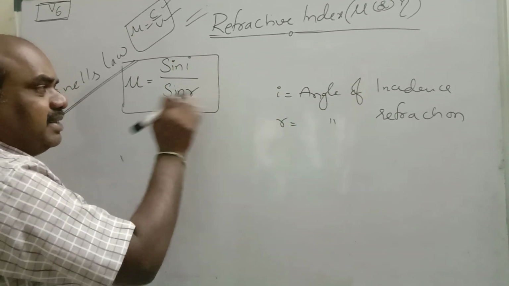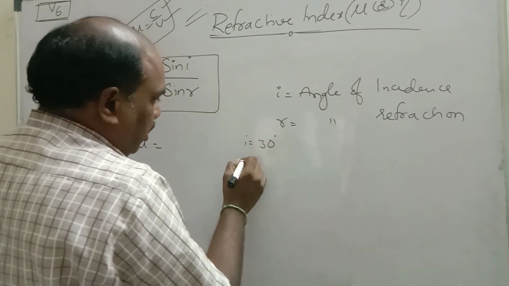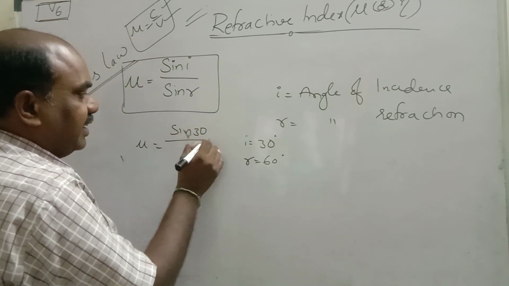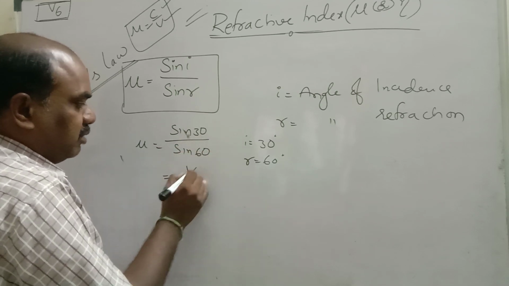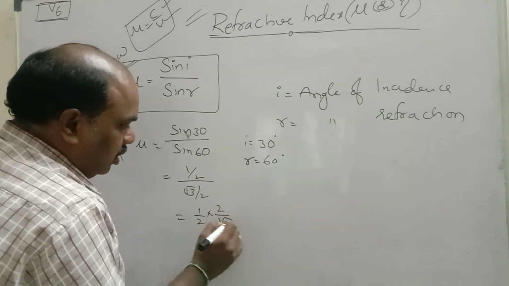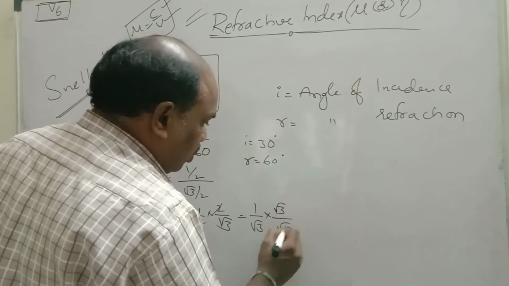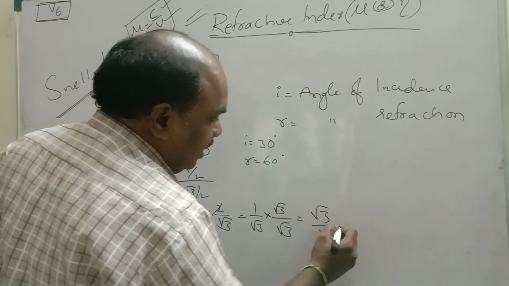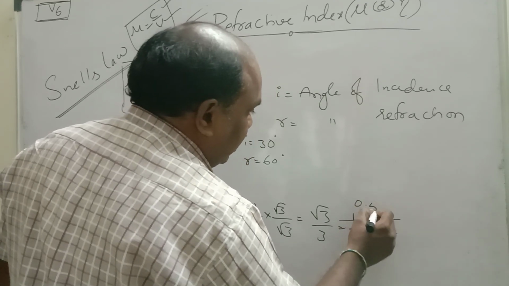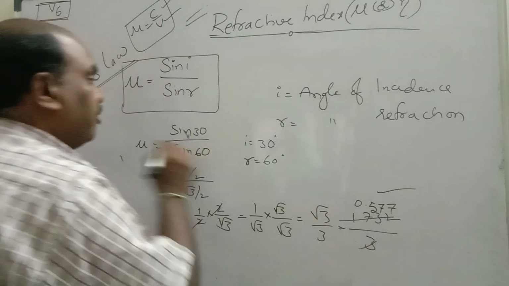Let it be 30 degrees, let it be 60 degrees. Then you can find it easily. Let I be equal to 30 degrees, R equal to 60 degrees. Substitute here: sin 30 by sin 60 degrees. Sin 30 is 1 by 2, sin 60 is root 3 by 2. So 1 by 2 into 2 by root 3. The 2 cancels, giving 1 by root 3. Rationalize it: root 3 by root 3, root 3 by 3. This is nothing but 1.732 by 3, which is 0.577. That is the refractive index for these given values.